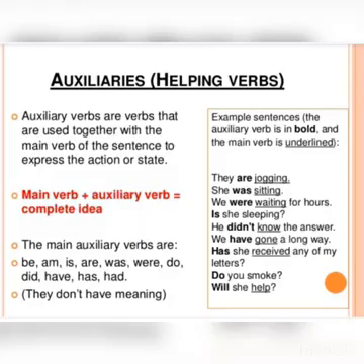Auxiliary verbs are verbs that are used together with the main verb of the sentence to express the action or state. Main verb plus auxiliary verb is equal to a complete idea. The main auxiliary verbs are be, am, is, are, was, were, do, did, have, has, had. They don't have meaning.